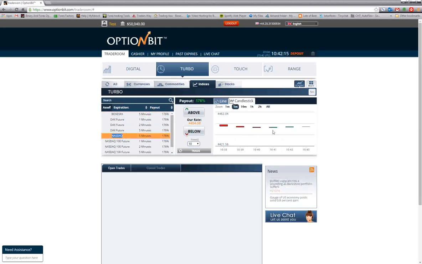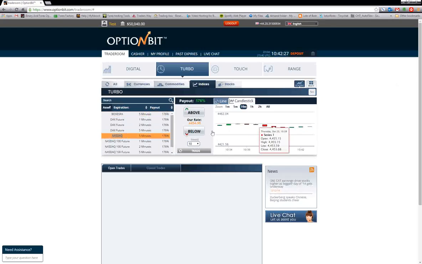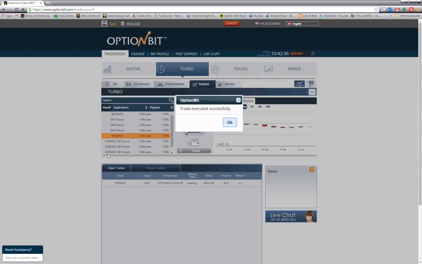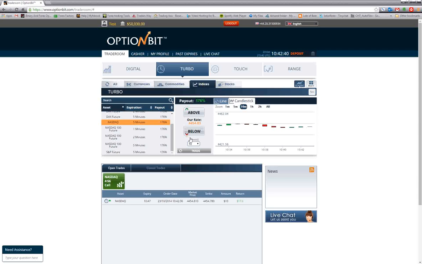Okay, so same thing, and it's above or below. There are their rates there, and it's matching up pretty well. So let's do an above trade, and we'll see how this runs. We've picked a 5-minute, which is paying 76%. Hit trade. Trade executed successfully. Strike price was right about where it is.